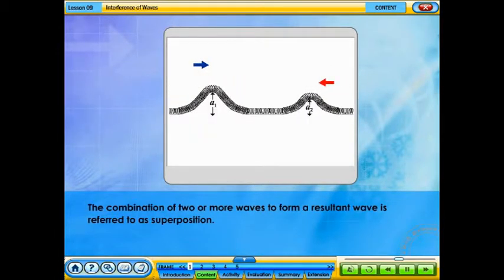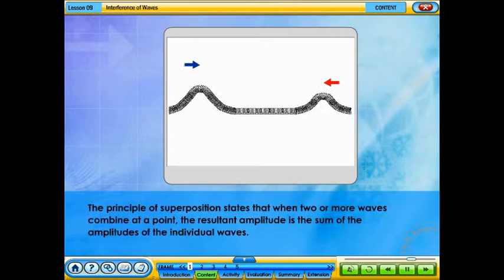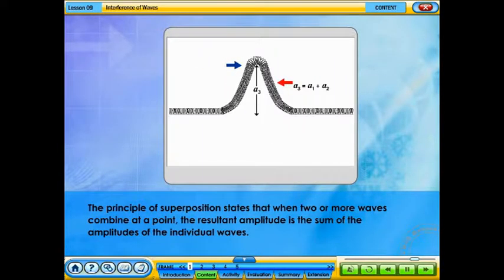The combination of two or more waves to form a resultant wave is referred to as superposition. The principle of superposition states that when two or more waves combine at a point, the resultant amplitude is the sum of the amplitudes of the individual waves.